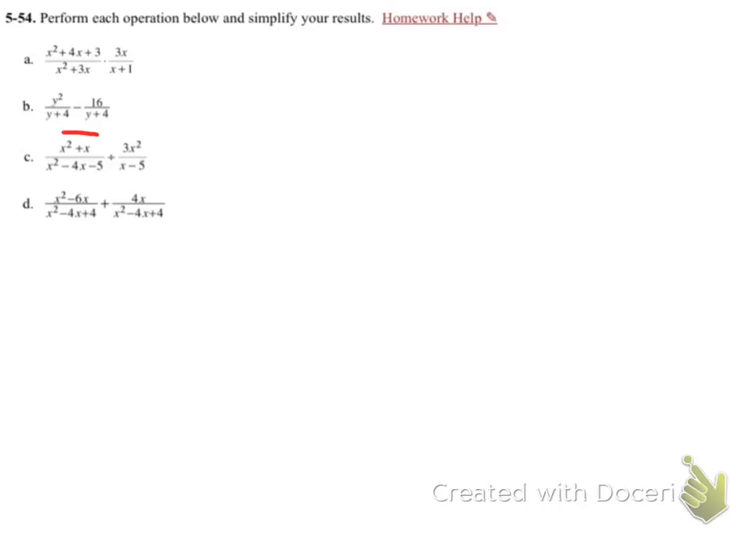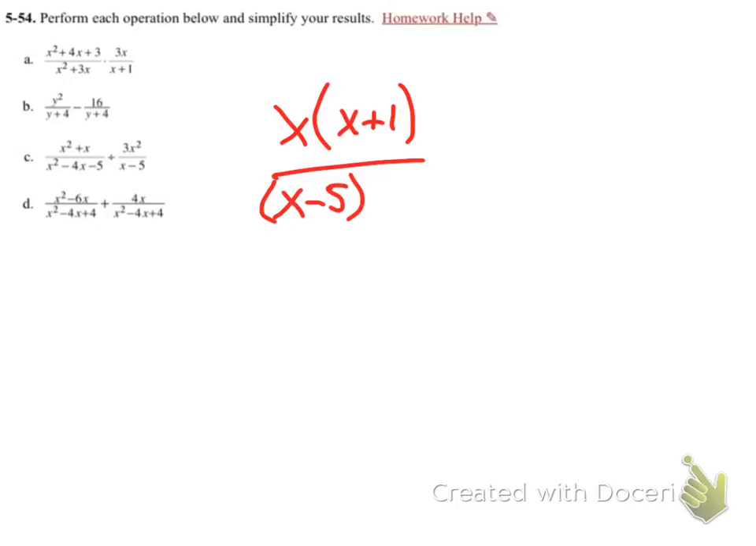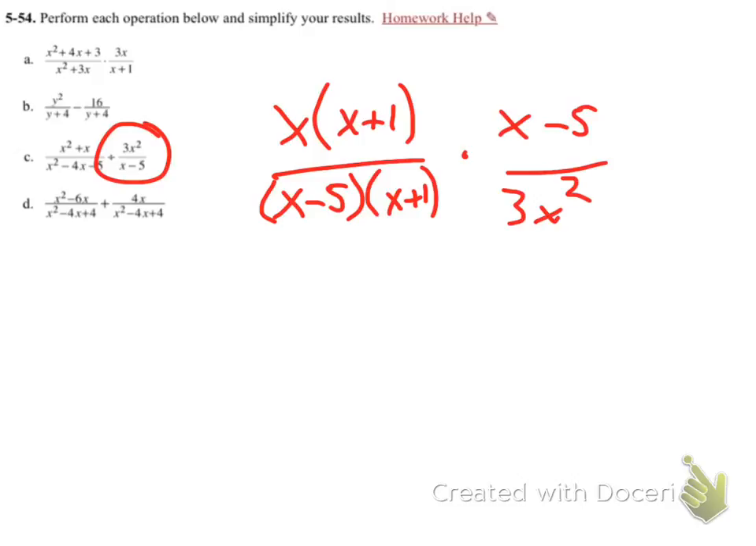However, the fraction here on the left, I still can factor. So just like in problem A, where I have x squared plus 3x, I'm going to factor the numerator here, very similar to that, x squared plus x. I can factor an x out, so I have x times x plus 1. The denominator factors into x minus 5 times x plus 1. Now again, switching this to a multiplication problem, I now have x minus 5 in the numerator and 3x squared in the denominator.